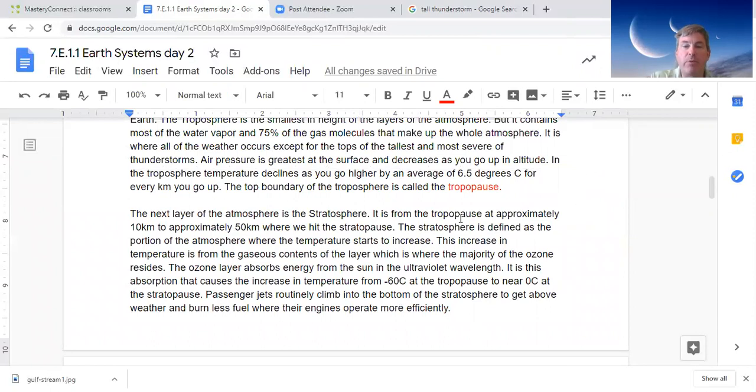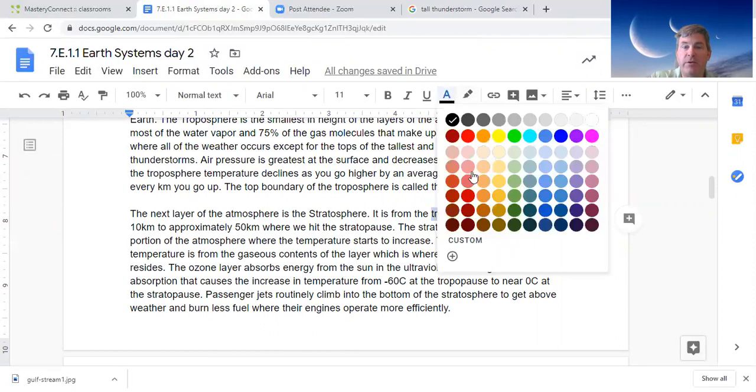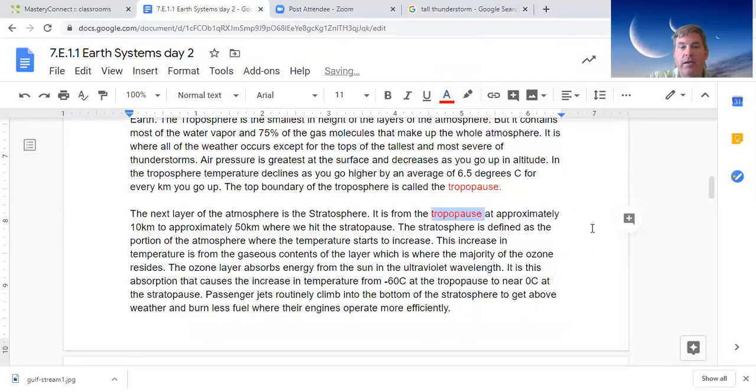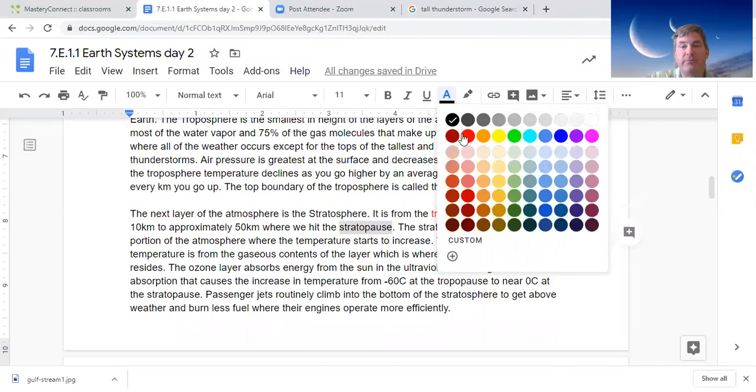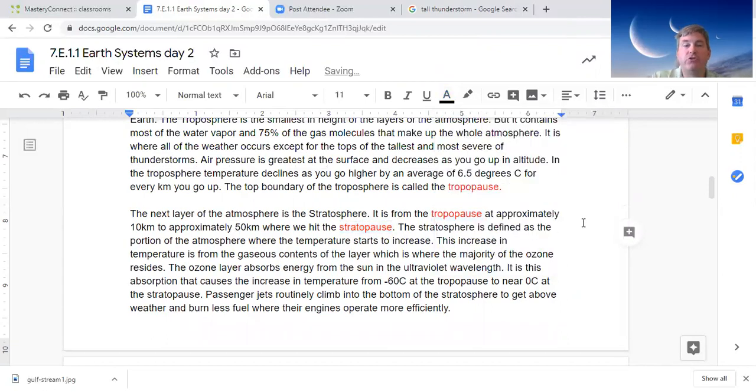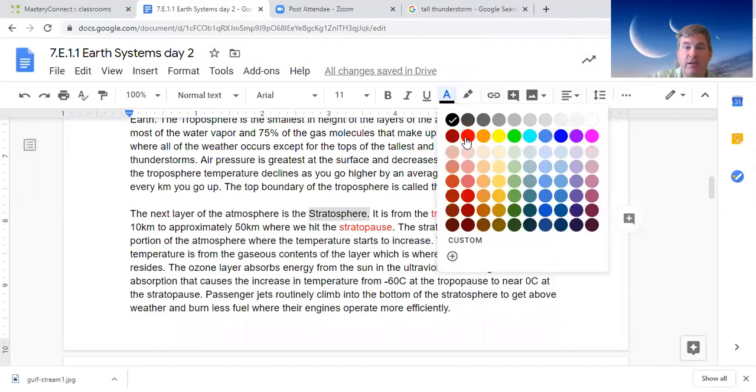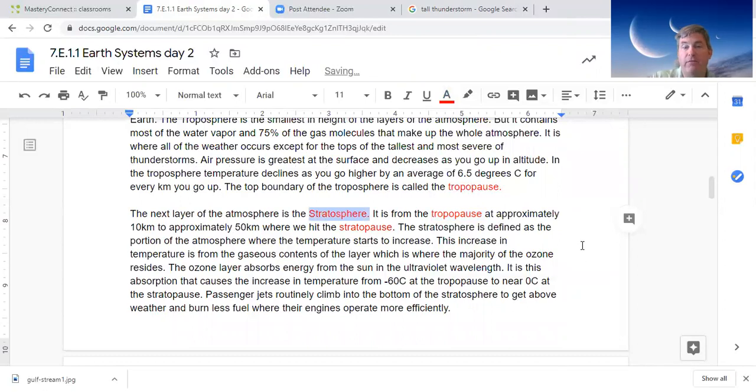It is from the tropopause, which is the top of, there's that word again, the troposphere, at approximately 10 kilometers to approximately 50 kilometers, where we hit the stratopause. Oh, look at that. It seems to be a thing, doesn't it? So the stratosphere is the second layer of Earth's atmosphere. It runs from the tropopause at 10 kilometers up to about 50 kilometers.